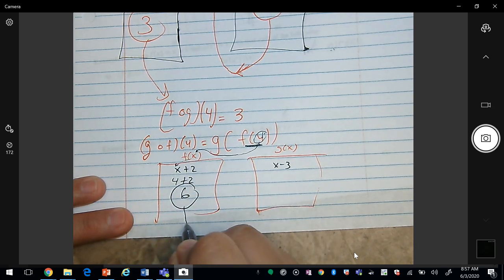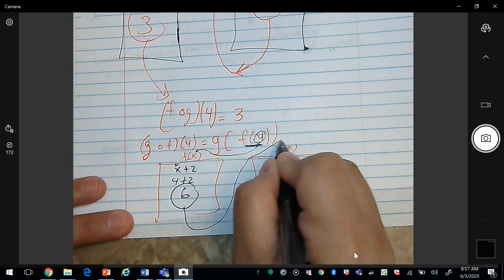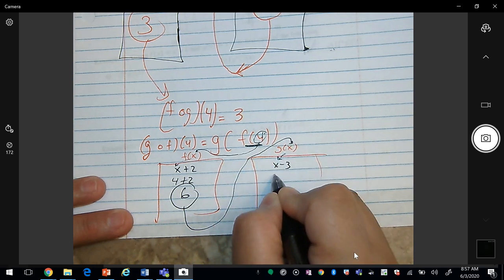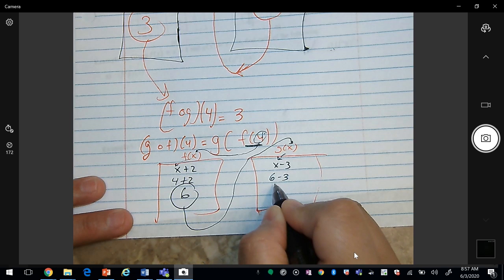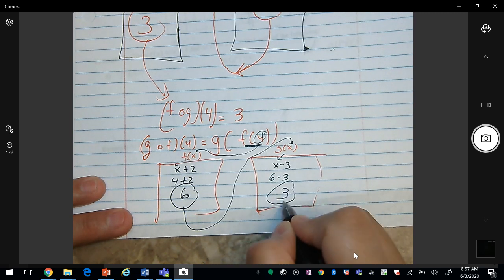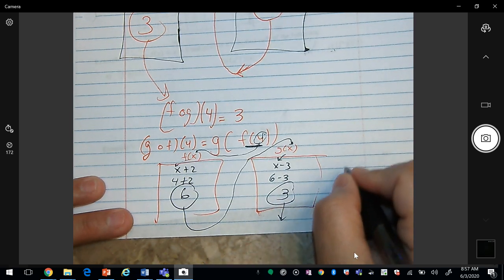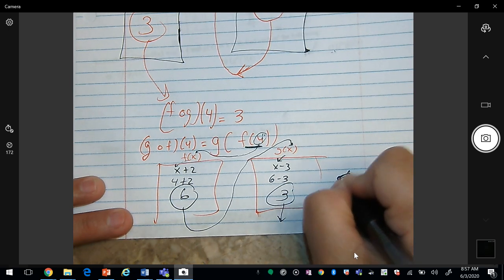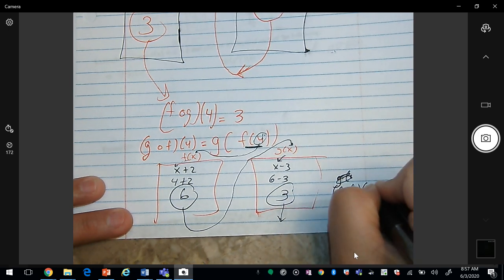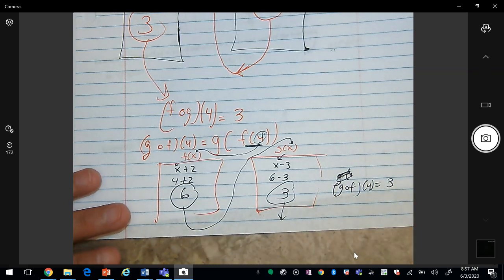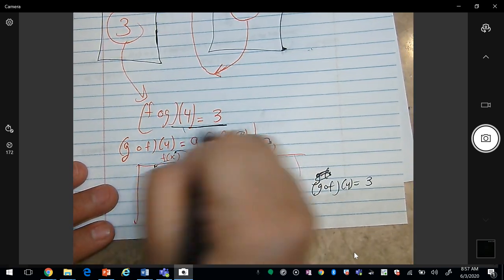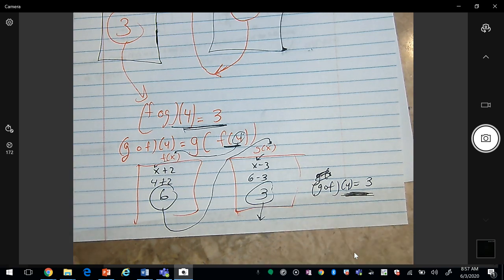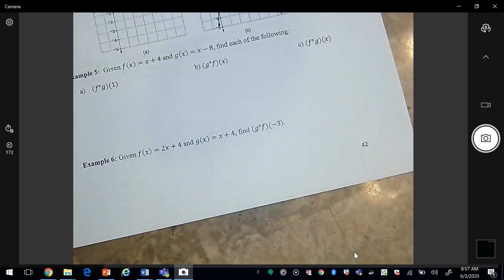This is your output, and now it's going to visit the second function. Wherever you see the x, it replaces that x by that output. 6 minus 3 is 3. So g composed of f of 4 is equal to 3. In this situation, we get the same answer, but that's just a coincidence. You're not always going to get the same answer. So if it helps, you can make a picture like this when working with the problems.